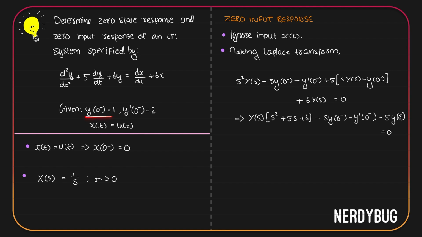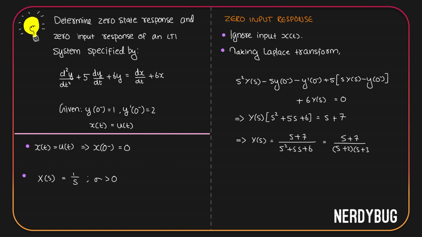In the question it is given y of 0 minus is 1, y dash of 0 minus is 2. Let us substitute them over here. Then we get this. Minus 2 minus 5 is minus 7. Now we have minus s minus 7. Let us take it to the right hand side of the equation. So we get y of s multiplied by s square plus 5s plus 6 is s plus 7. So y of s is s plus 7 divided by s square plus 5s plus 6, or we can write it like this, s plus 7 divided by s plus 2 multiplied by s plus 3.